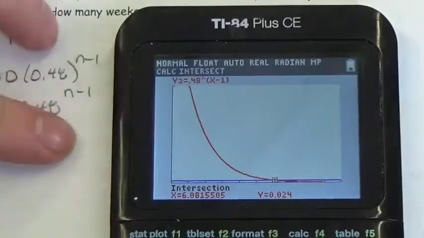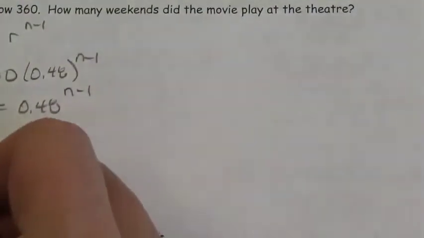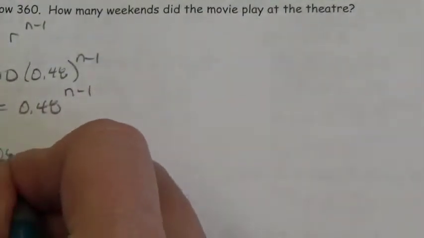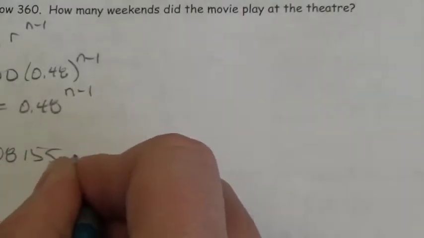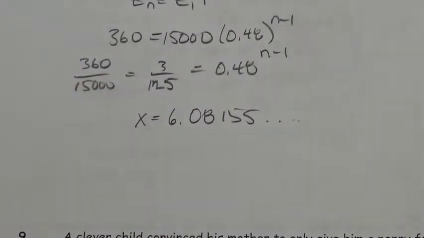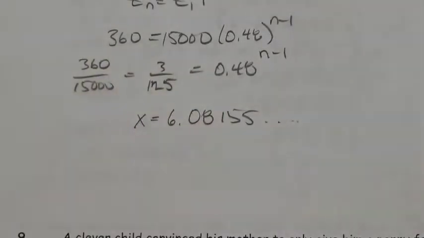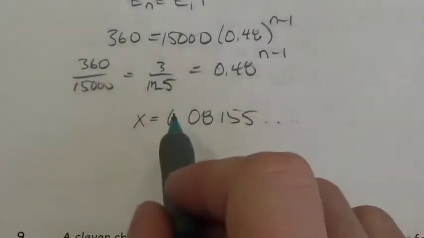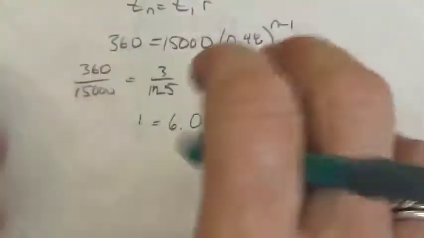And I get that the x-coordinate is going to be 6.08155 dot, dot, dot. Oh, sorry, can't see that. Now, interesting question. How many weekends did this thing show for? Well, this is telling me that, sorry, I should say N here, N is equal to this.